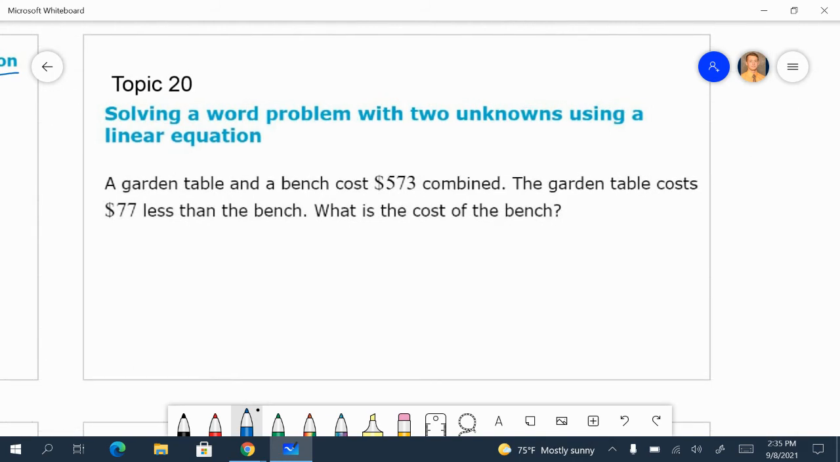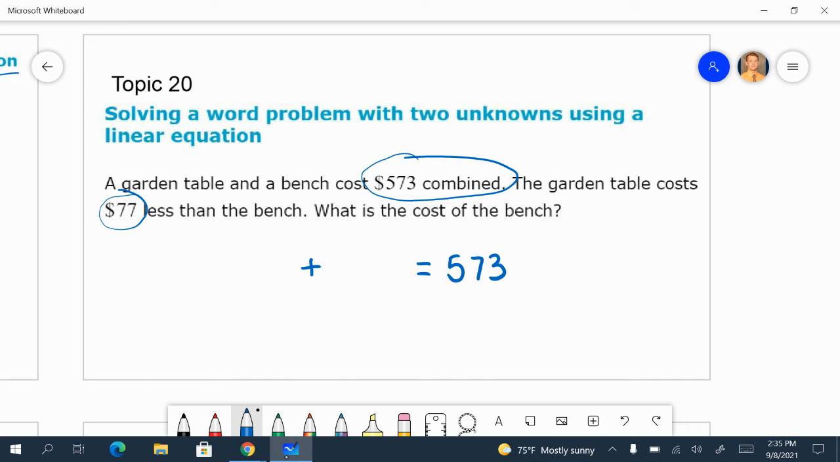Moving on to topic 20. Solving a word problem with two unknowns using a linear equation. A garden table and a bench cost this much money combined. The garden table costs $77 less than a bench. What is the cost of the bench? Okay, so this one's actually kind of tricky. We know that two things are going to be added together here, and they're going to equal $573. I'm not going to put the dollar sign in there right now, but we know that two things added together will equal that.